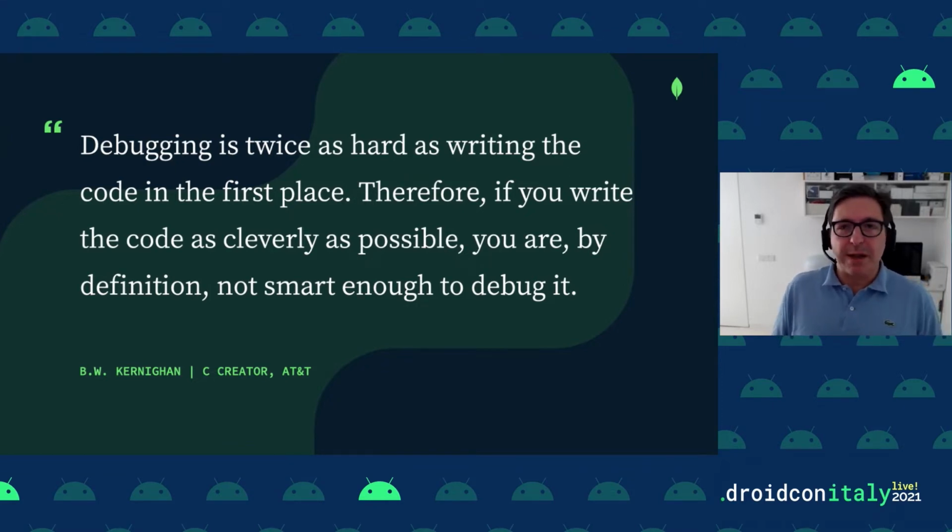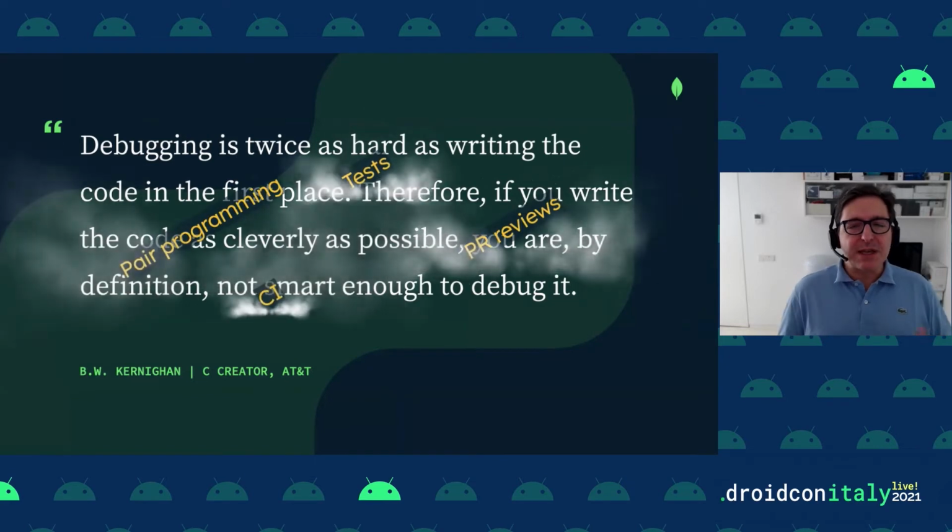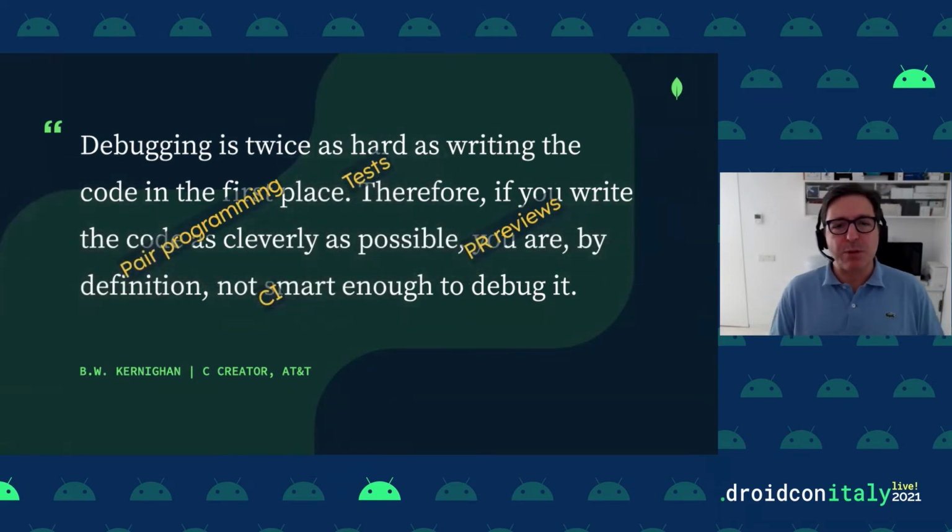So Brian Kernighan, who I believe knew a lot about code, he was one of the C creators, always said that debugging is harder, and that if you write the code to the best of your abilities, then you are not able to debug it yourself. But there are things that you can put in place, best practices that you can put in place in order to avoid those problems. And I'm talking about doing pair programming.